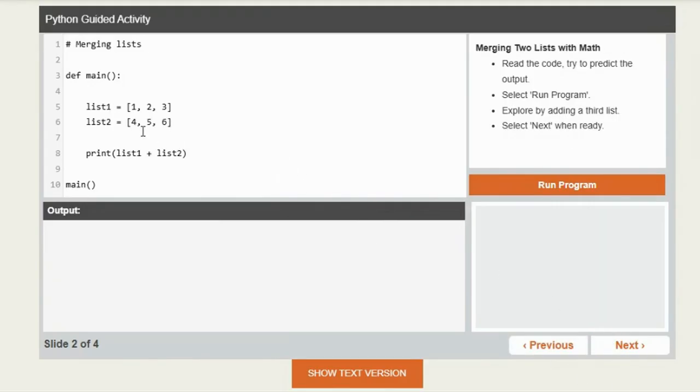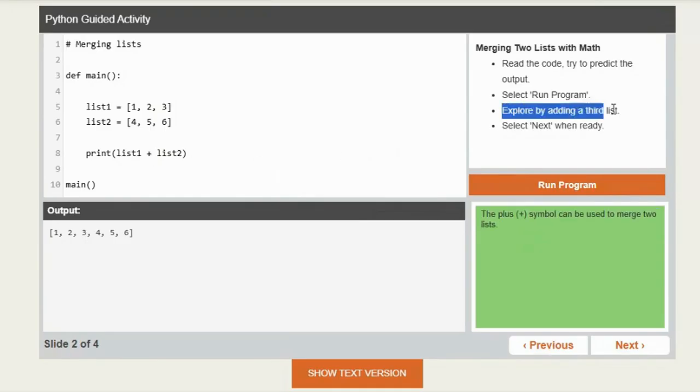Merging lists. Oh, this is cool. So we got a list that's 1, 2, 3, and a list that's 4, 5, 6, and we want to print list 1 plus list 2. There it is, 1, 2, 3, 4, 5, 6. And it prints them as a list. It put them in brackets automatically. So the plus symbol can be used to merge 2 lists. Just add them together, concatenate them.